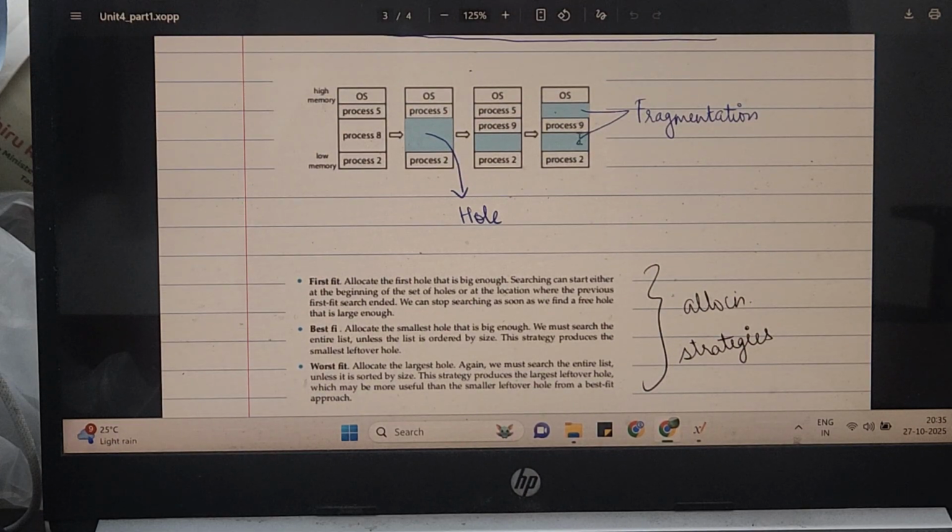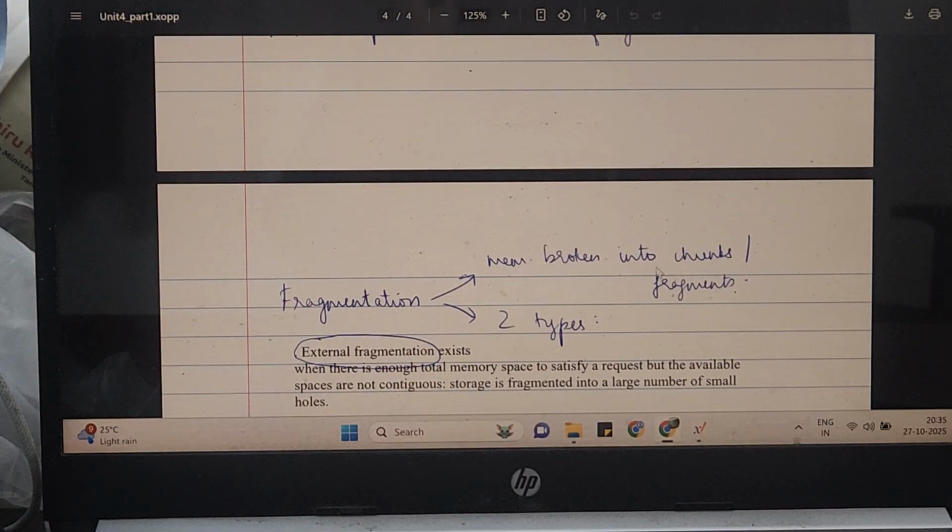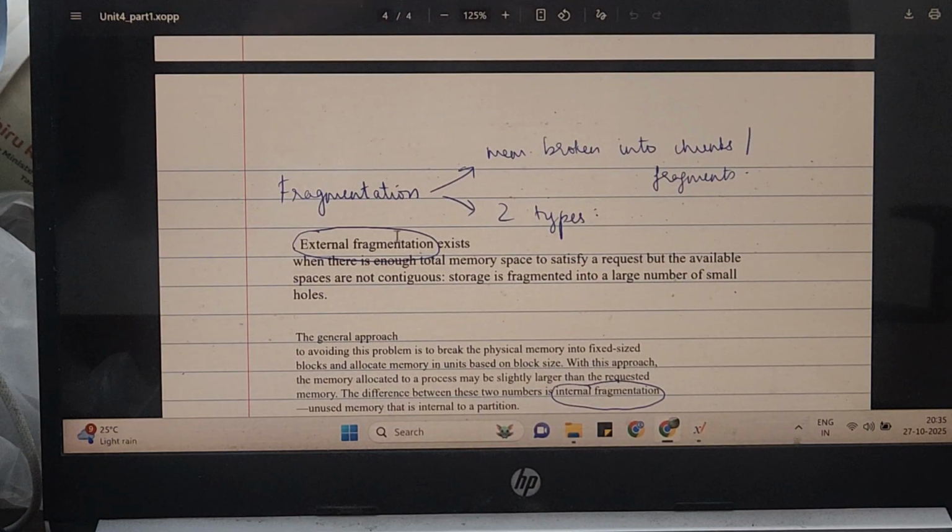So in the last picture I'm talking about, there's this blue chunk and this blue chunk. If they had been together as one continuous block, maybe you could have fit one nice big process in there. But because they are separated into two chunks, you might not be able to do that. So that problem is what we call fragmentation. In that we have two types, external and internal fragmentation.